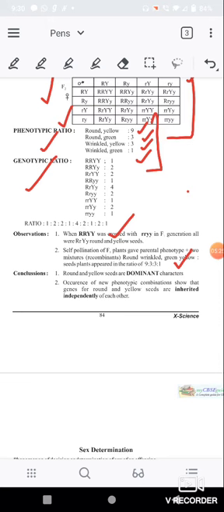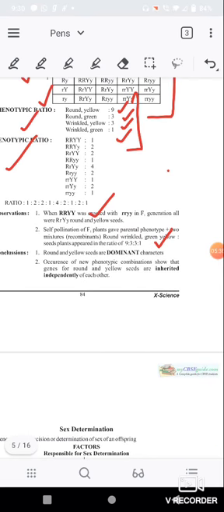Now, what is the other observation he made? He observed the occurrence of new phenotypic combinations. It is not that every progeny will be round yellow or wrinkled green. There are all possible combinations here. We have progenies which are round and green, and progenies which are wrinkled and yellow. So we can say from this that the genes are inherited independently. They are not dependent on each other. Each gene is inherited independently, and that's why we are getting all the possible combinations in the F2 progenies.